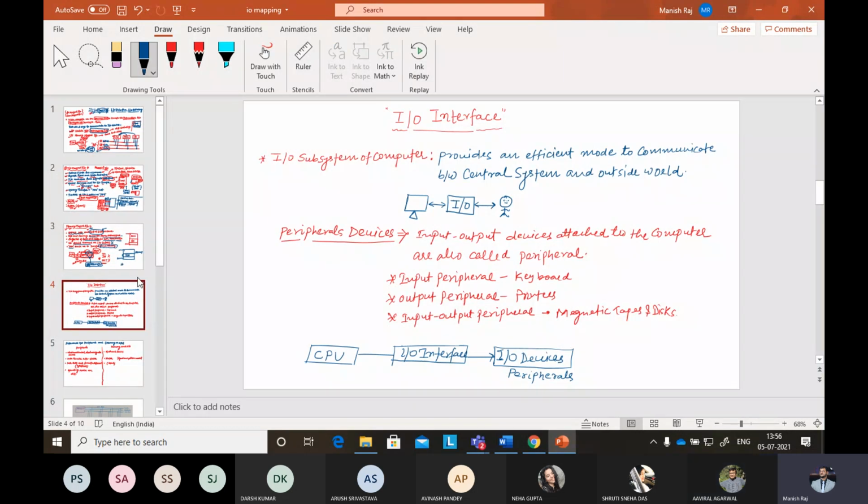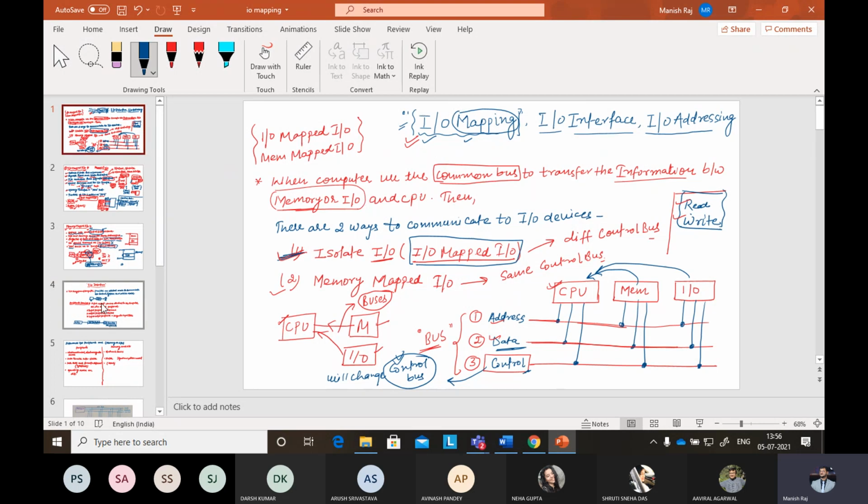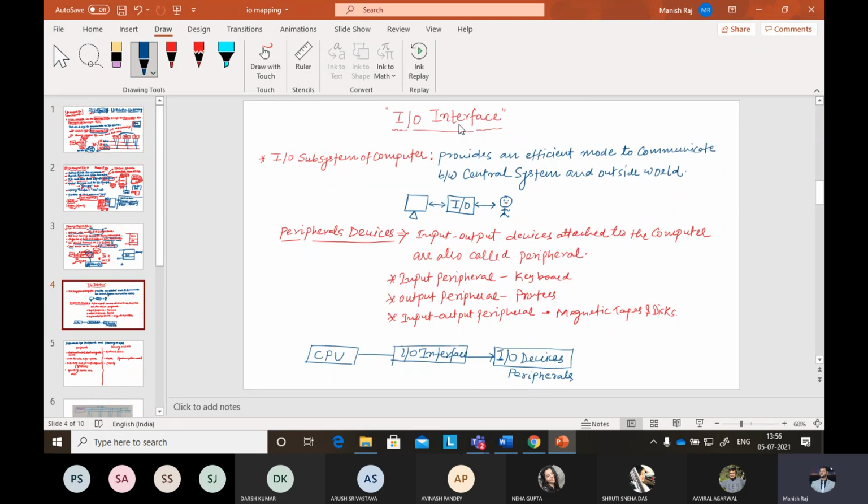Okay. If this part is clear, now I am coming to the IO interface. Now I will tell you what IO means. I am taking the connection with the CPU first, then I am coming to the interface. So IO means the IO subsystem of the computer. IO is a subsystem of the computer that provides an efficient mode to communicate between the CPU and the outside world. You can take some interfaces here. You can say this is the IO interface.